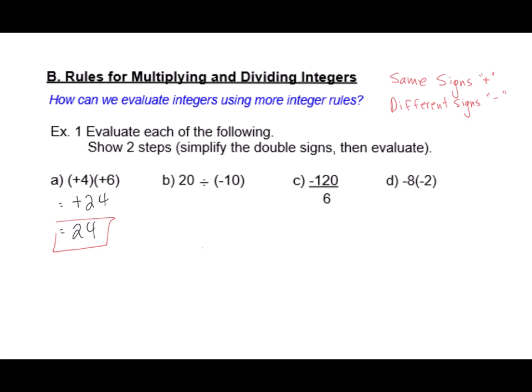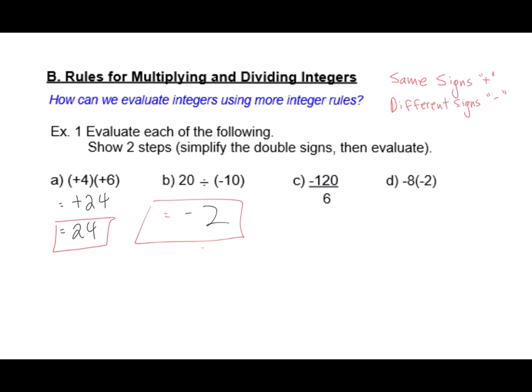Alright, so now we'll simplify the double signs for the next problem, and you'll notice that this 20 really means positive 20. Positive 20 divided by negative 10. What do you get? You're going to get just negative 2.